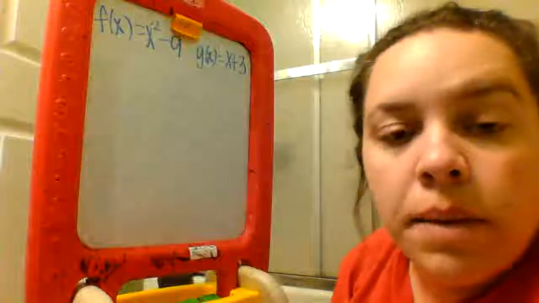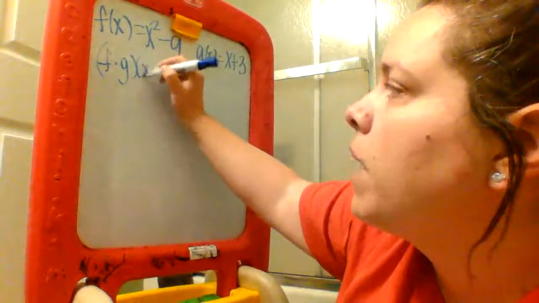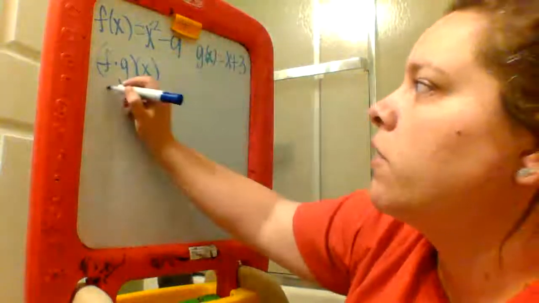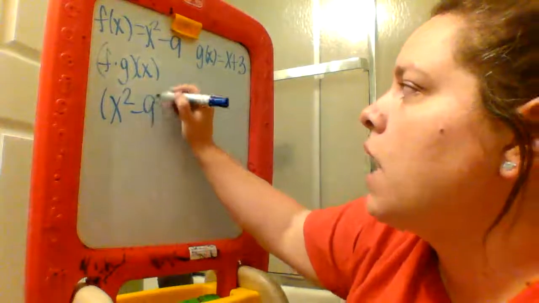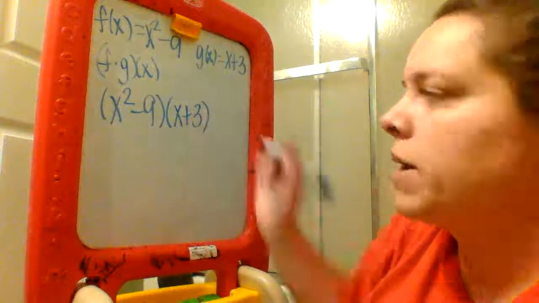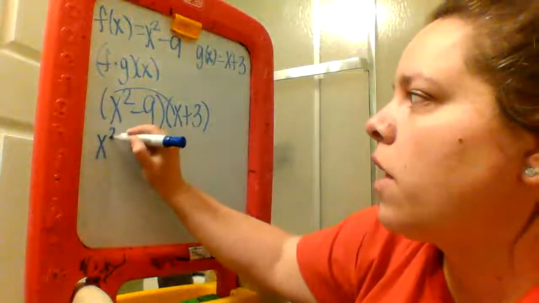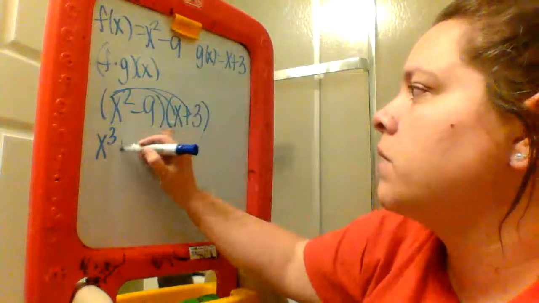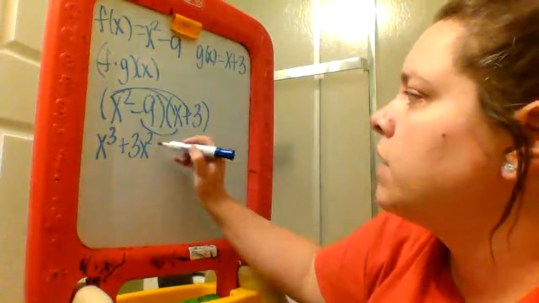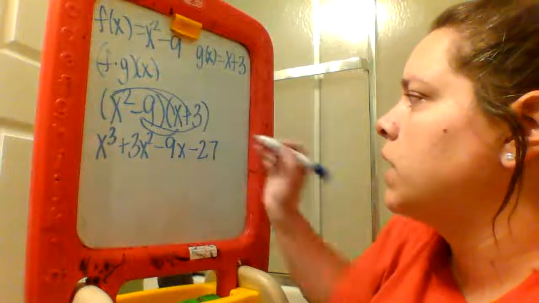All right, so the first thing I'm going to do is do f times g of x. So when you look at your paper, f times g of x, it's got that dot so that you know you're multiplying. So I'm going to take function f, which is x squared minus 9, and I'm going to multiply it by function g, which is x plus 3. And I'm going to double distribute here. So x squared times x is x to the third. X squared times 3 is 3x squared. Then I go back and double distribute. Negative 9 times x is negative 9x. Negative 9 times 3 is negative 27.